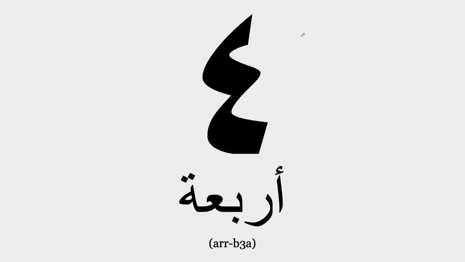This is where it gets kind of confusing. This is the number 4. And this is arba. So it kind of sounds like a pirate. That's how I kind of remembered it when I was learning it.